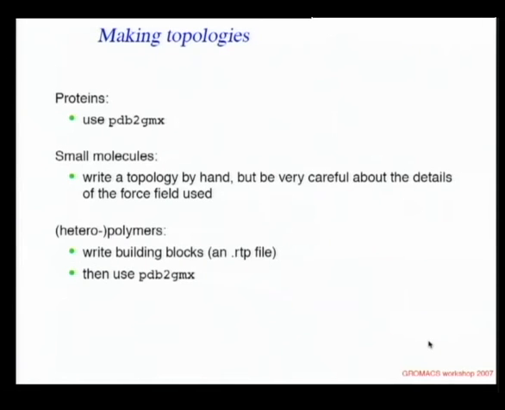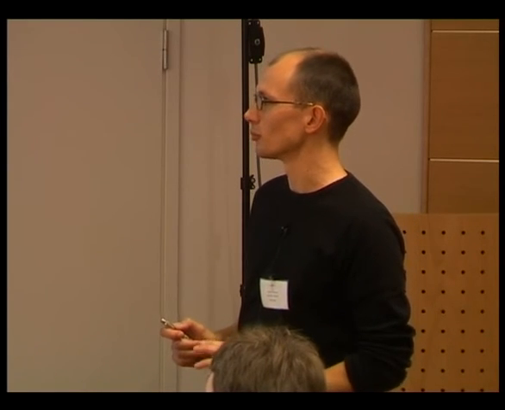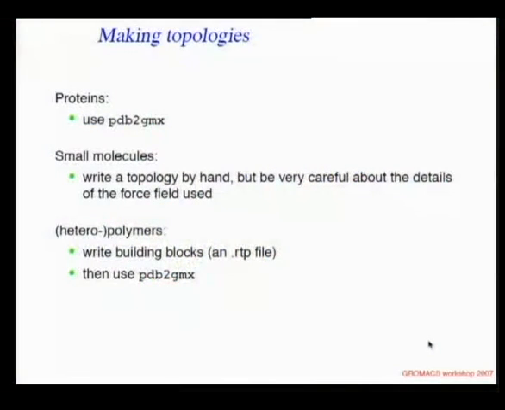Okay. So how to make topologies? For protein, you use PDB to GMX. Everything is magically done for you, if the protein structure is done properly. But often there will be problems in there, like the crystallographers might have seen two different densities for one side chain. There might be then double atoms in there and all kinds of things. So this can be complicated. But in principle, you don't have to worry about writing all the topologies.